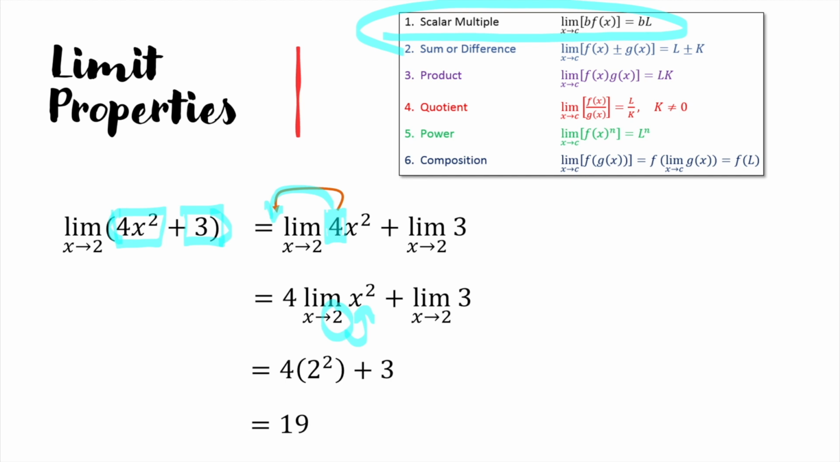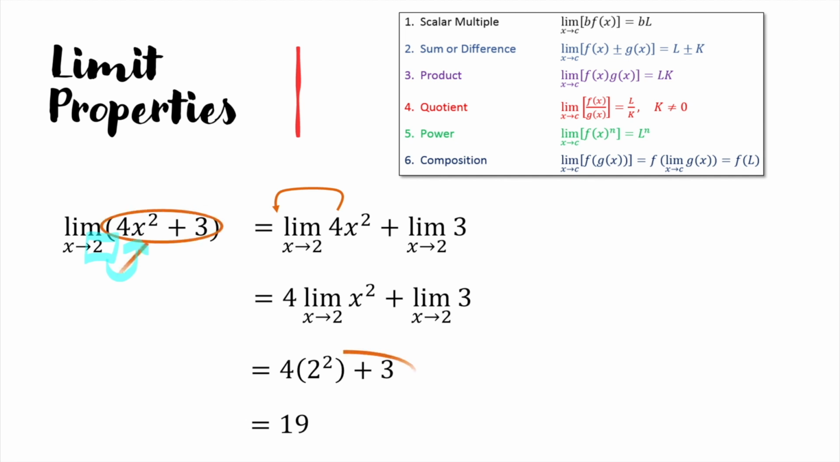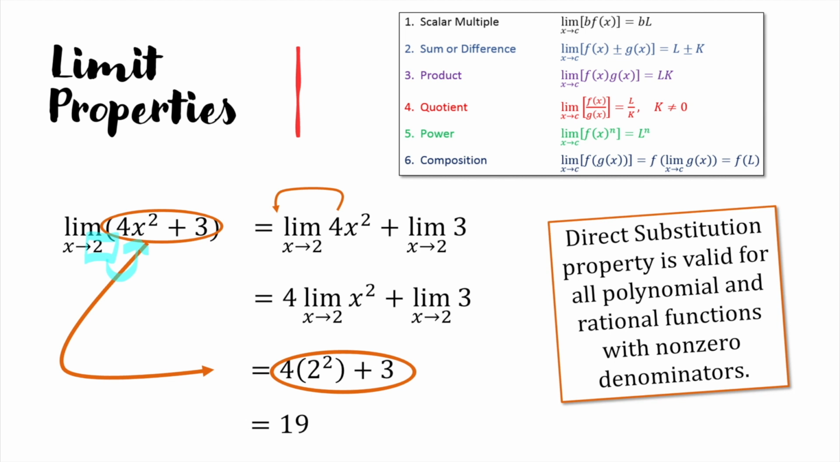That's the long way. Now the short way is to take 2 and plug it in for x. 4 times 2 squared plus 3. That's direct substitution. But I wanted to show you how limit properties work. The direct substitution property is valid for all polynomials and rational functions as long as you have a non-zero denominator. So plugging and chugging should always be your first approach.